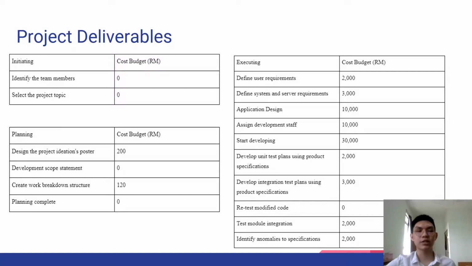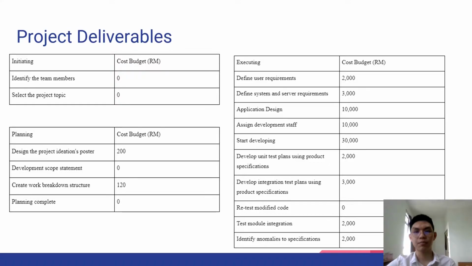For the initiating stage, our cost budget is 0 because identifying the team members and selecting the project title does not need a cost budget. For the planning stage, our cost budget is 320 ringgit: 200 is used in designing the project ideation poster, and 120 ringgit is for creating the work breakdown structure. For the executing stage, our cost budget for defining user requirements is 2,000, defining the system and service requirements is 3,000, and application design is 10,000.